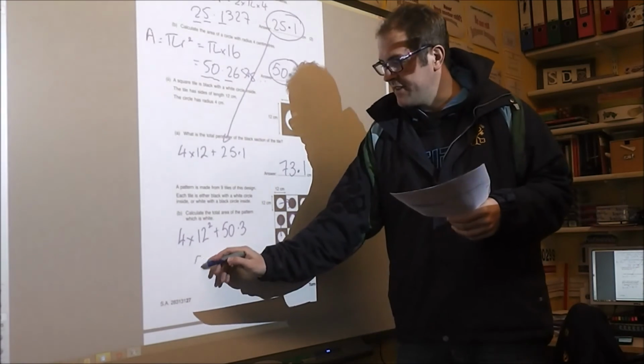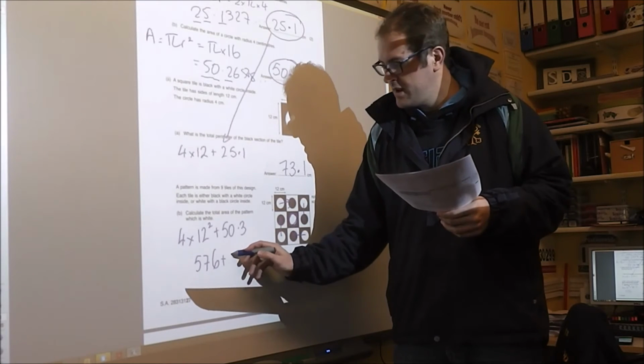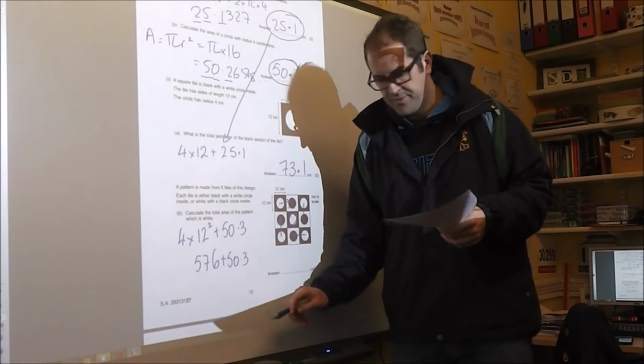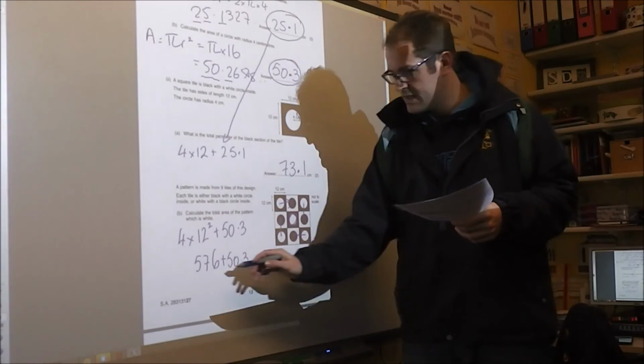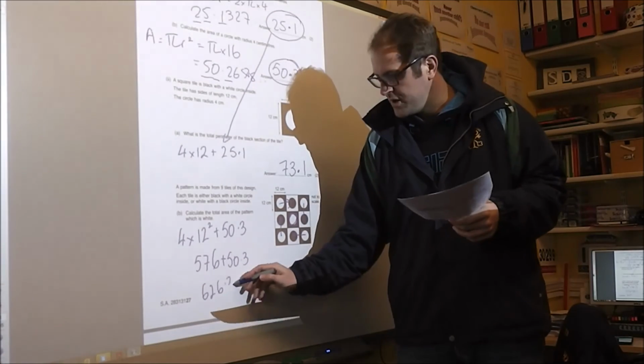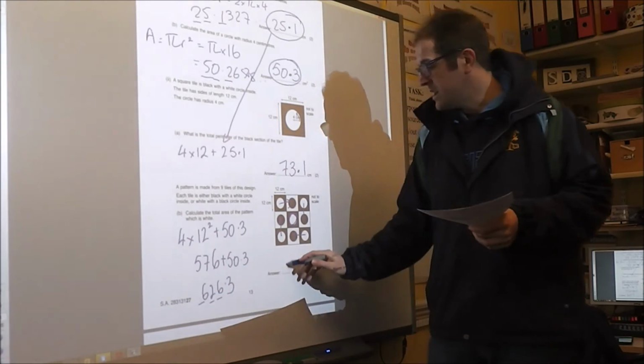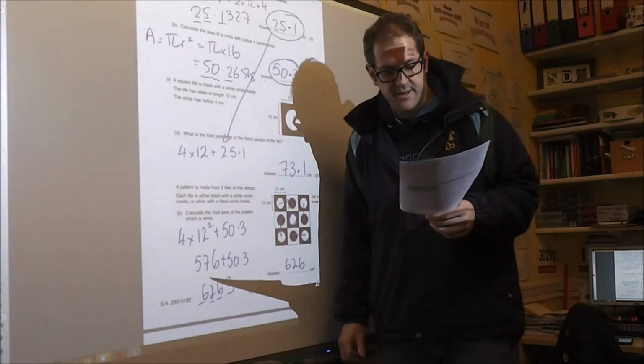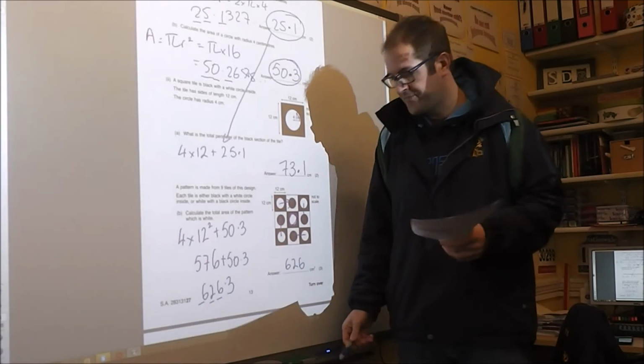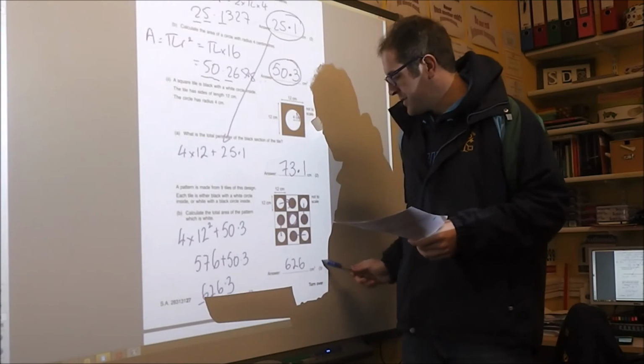Which means we've got 576 plus 50.3, which means we've got 626.3. Don't forget, 3 significant figures, 1, 2, 3, 626 square centimetres. Remember to show your working for 3 marks.